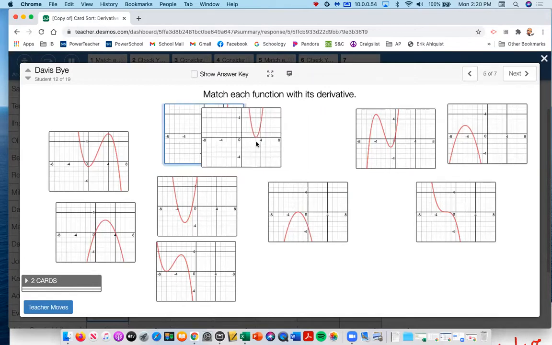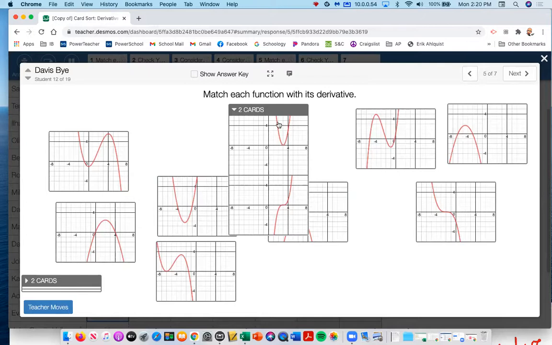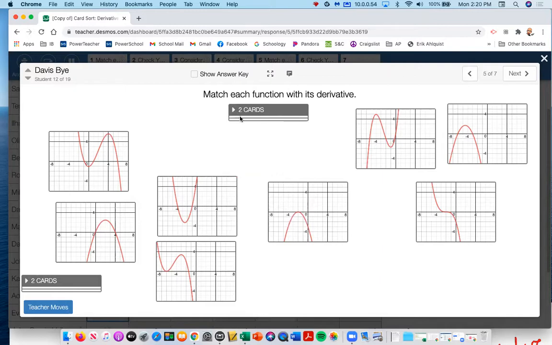Do you see how these two match up? See how this one's positive, it touches 0, and then it goes back to positive. That matches this graph. So those go together. You really want to hone in on the changes at the X values.